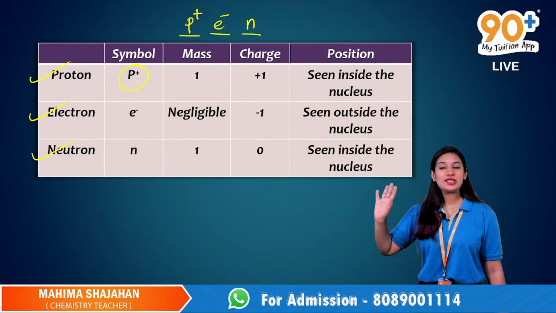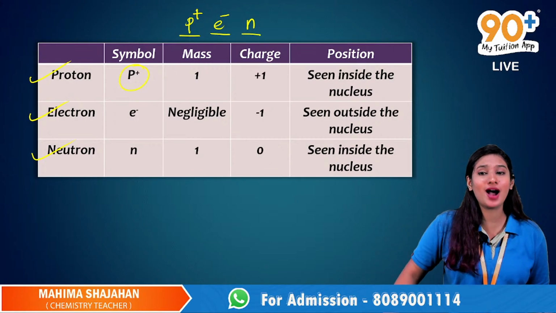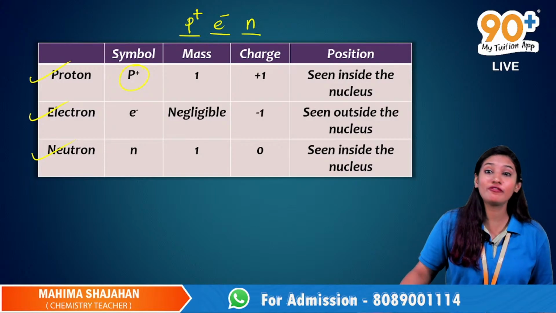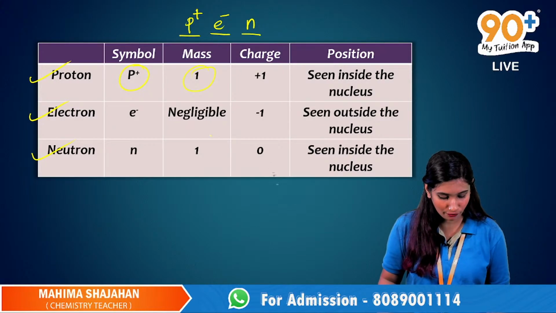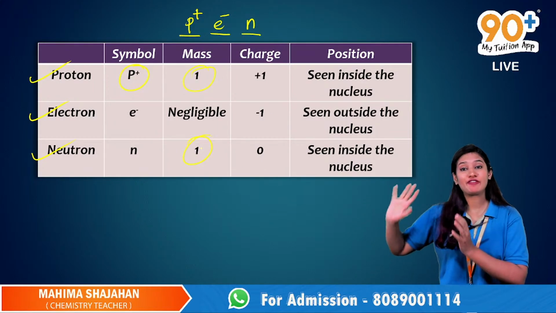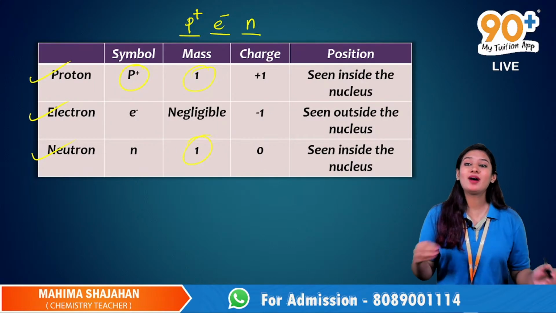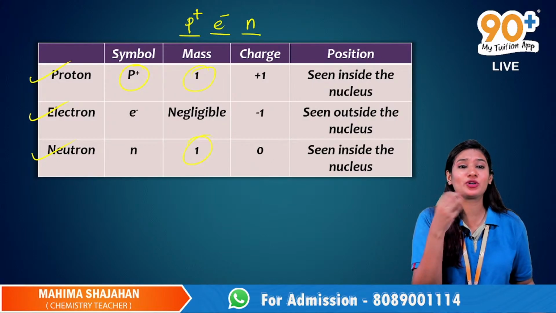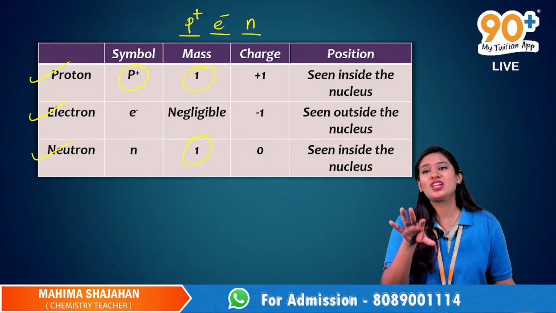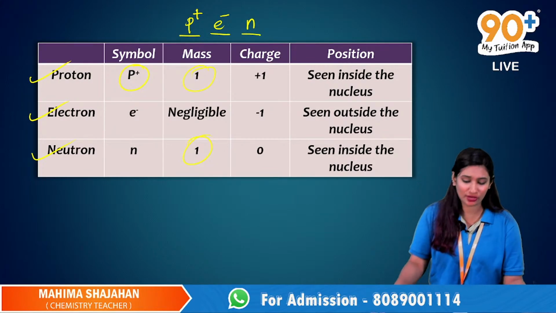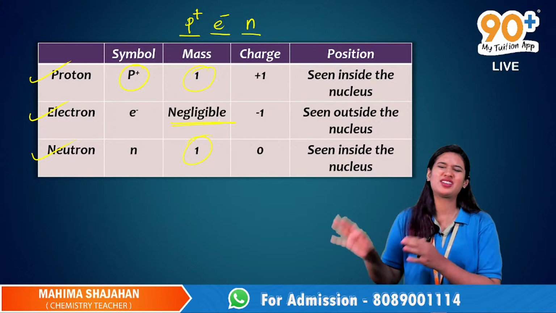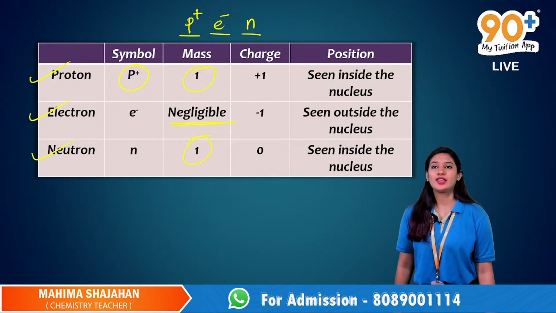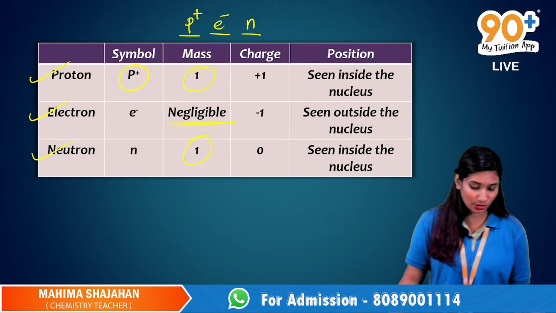Now, what about the mass? We know that proton and neutron have a mass of 1 unit. And we already discussed in our previous session that the mass of the electron is very less. Since it is very less, we can just ignore it. We can say that the mass of the electron is negligible. It is not of importance at all. Now, what about the charge? Proton has got a positive charge.